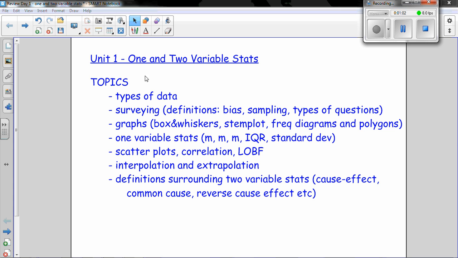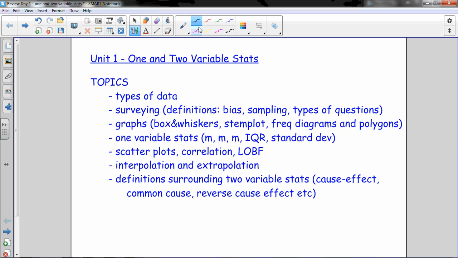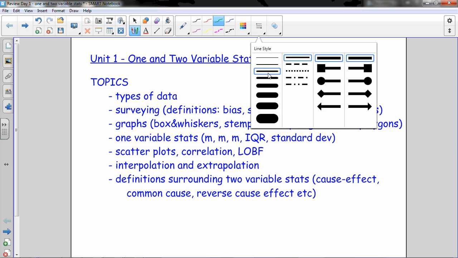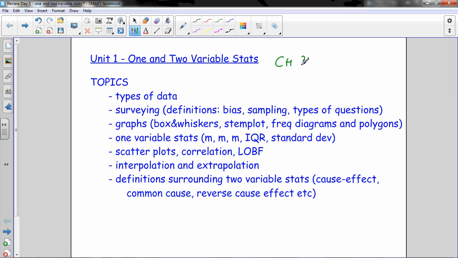There you see the topics in 1 and 2 variable stats. This is actually chapters 2 and 3 from the text, and you see all of them. Included in here is a bunch of definition type stuff. You'll see all these definitions, and there will be some definitions on the exam, not necessarily a whole bunch of stuff that says define what it means by bias or define what it means by cause and effect or reverse cause and effect, but those definitions you are responsible for.